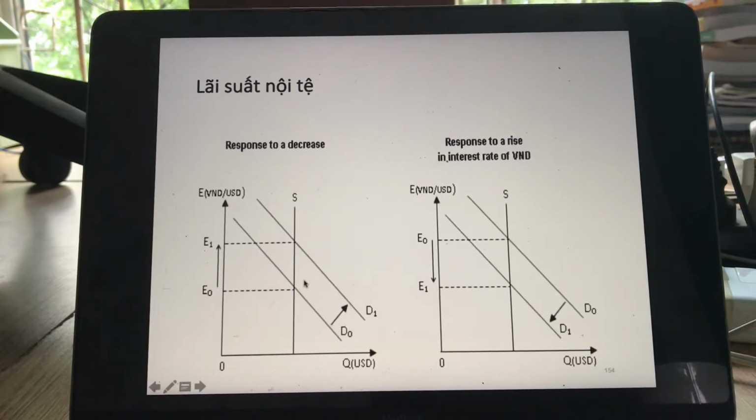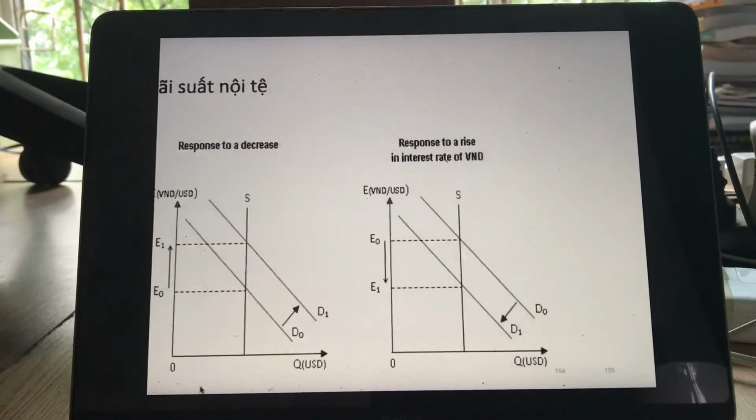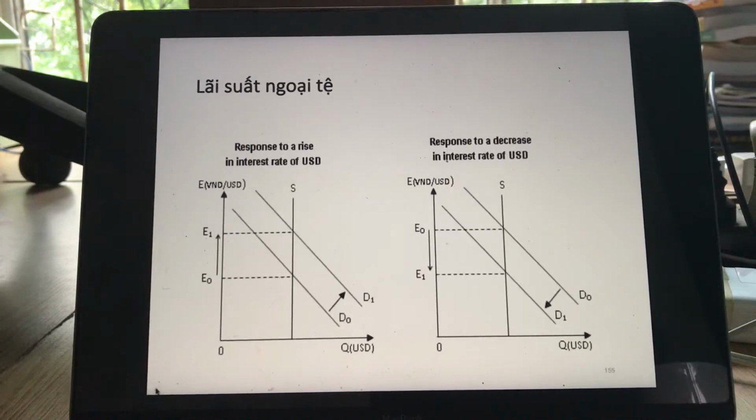First, let's look at a graph. Here we analyze how the interest rate affects the exchange rate in the short run. So we have two types of interest rate, right? The domestic interest rate and the foreign interest rate. In the next slide, the foreign. Okay, let's start with this.